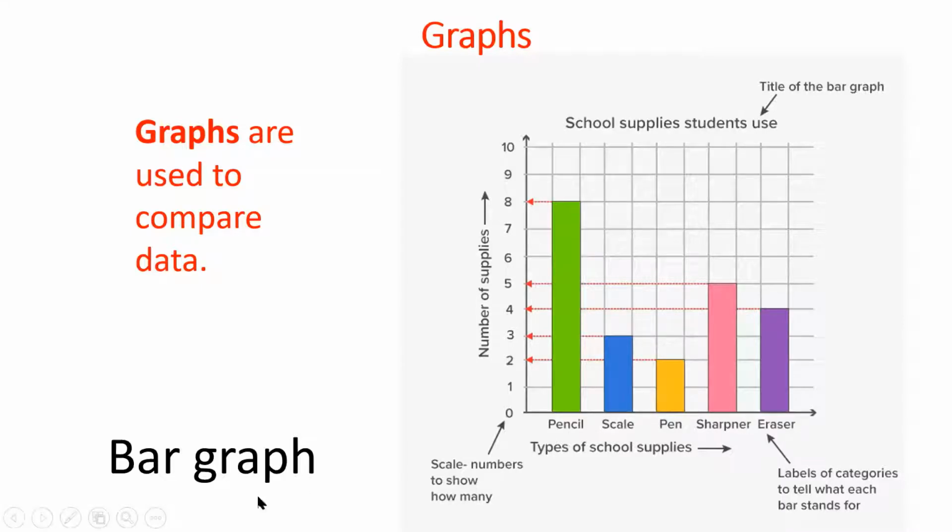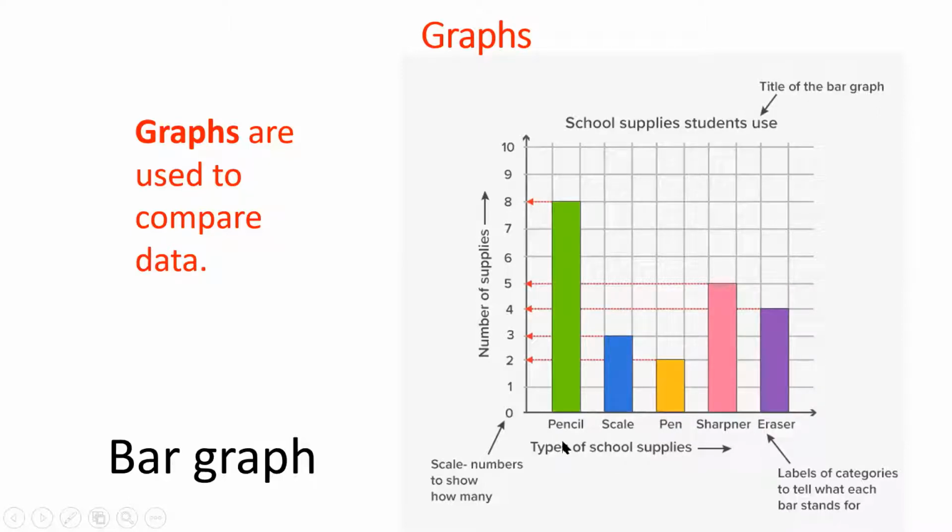First graph is the bar graph. You have to start with the title of the bar graph. In this case, it is school supplies that students use. So there are two axes, x-axis and y-axis. In the x-axis, the type of school supplies is marked.